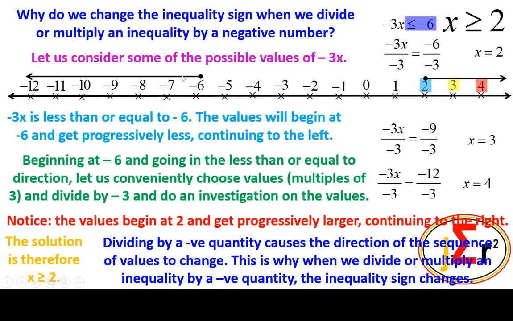Notice that we begin here, and as we go in this direction, the results will begin here and go in that direction, the opposite direction. That is a consequence of either multiplying or dividing by a negative quantity. The direction of the sequence of values will change, and that is why the inequality sign needs to change when we are multiplying or dividing an inequality by a negative quantity.